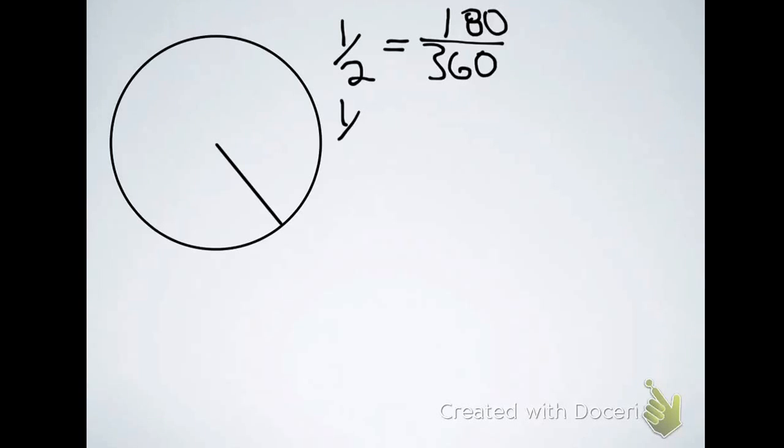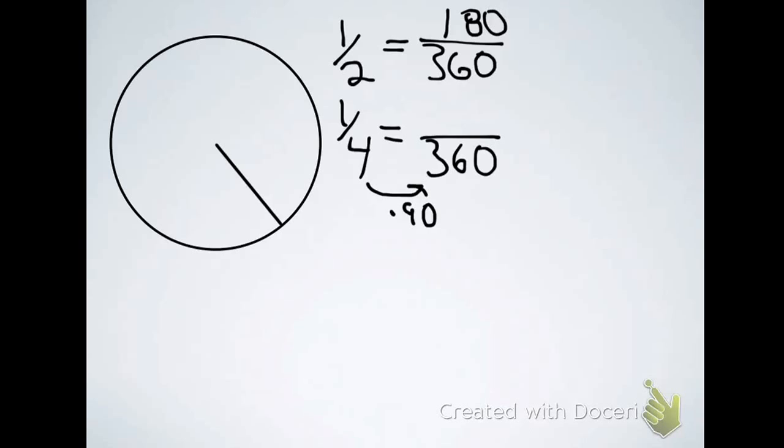Okay, let's do another one. Let's say 1/4 of the circle. Well, if I said out of 360, 1/4, notice I would multiply the 4 by 90, so I can multiply the 1 by 90. That would be 90 degrees. So 90 degrees would be 1/4 of the circle.